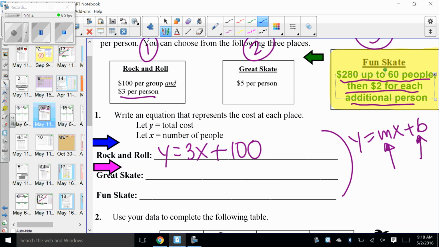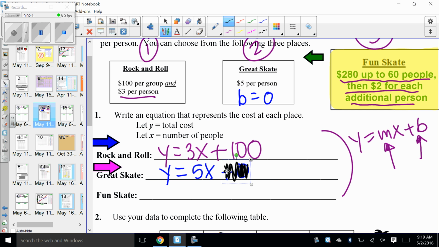And now for Great Skate. Great Skate does not have a b value at all. The b is actually 0, though. You don't have to pay anything at the beginning for Great Skate. However, you do pay $5 per person, so there's your slope. So for Great Skate, we'd have y equals 5x. Kind of a plus 0 is happening there, but we would just write y equals 5x. Just $5 per person, no matter how many people you bring.